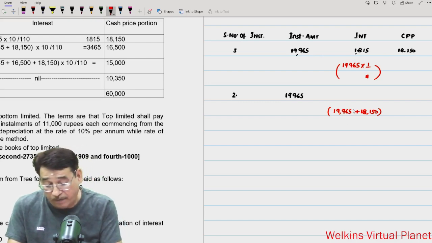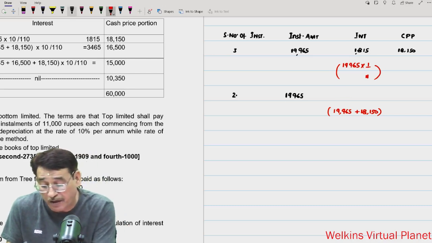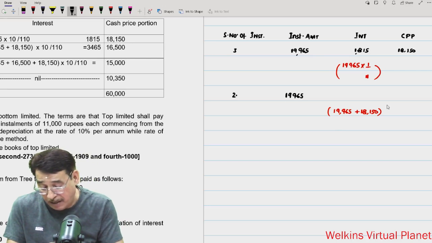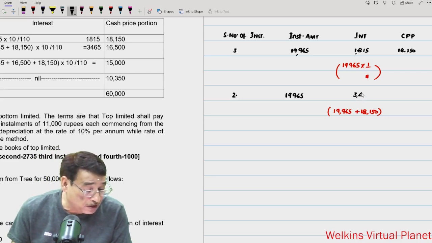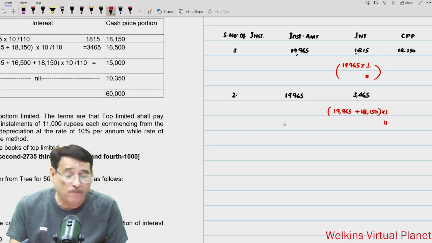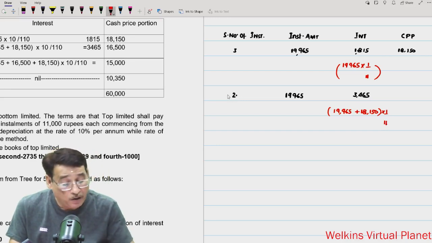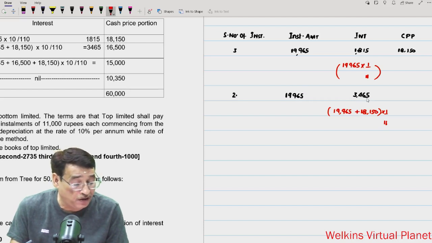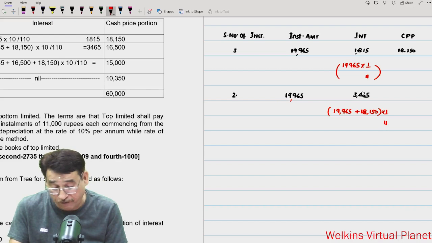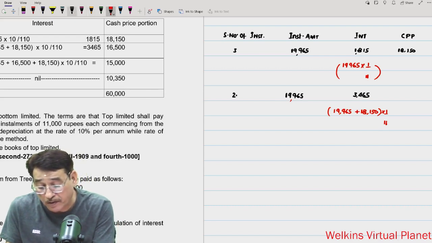So you will add 18,150 plus 19,965, that is equal to 38,115. And now you multiply it by 1 by 11, you will get 3465. So your interest will be 3465. Are you getting my point or not? When I am at the end of the second year, total balance is this much. You can say it this way around. Total balance is this much, and you apply this rate, 3465 will be your interest. So we may say that in this installment, interest portion is this much, and I will subtract 3465 from this amount, 19,965. So it is equal to 16,500.